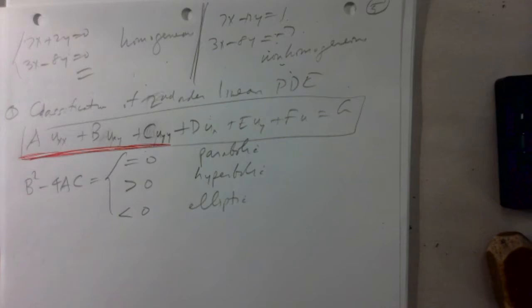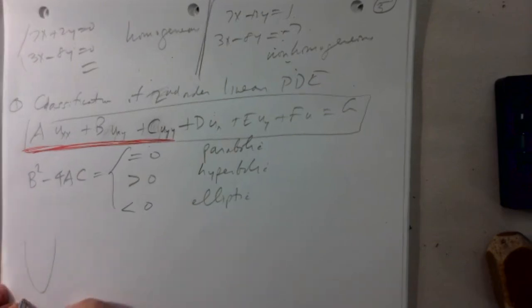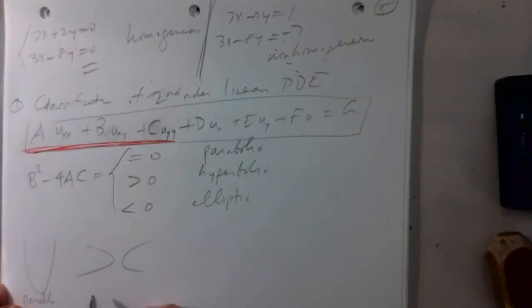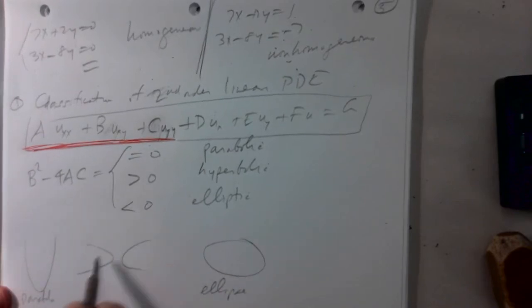Now you can ask, where do these names come from? Because you know what a parabola looks like. That's a parabola. You know what an ellipse looks like. And you know what a hyperbola looks like.